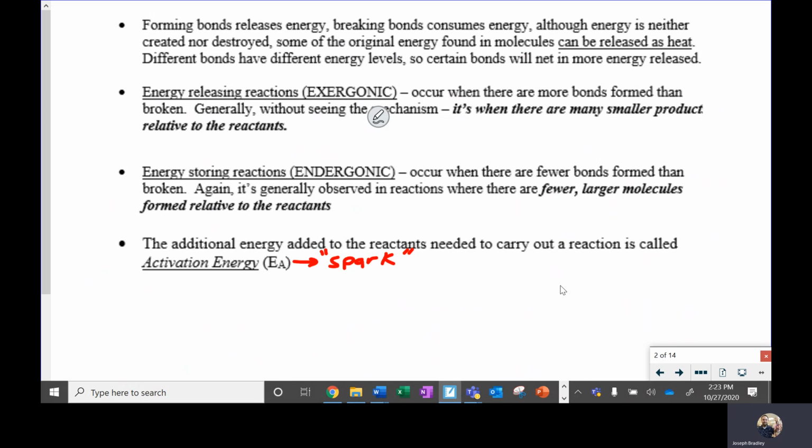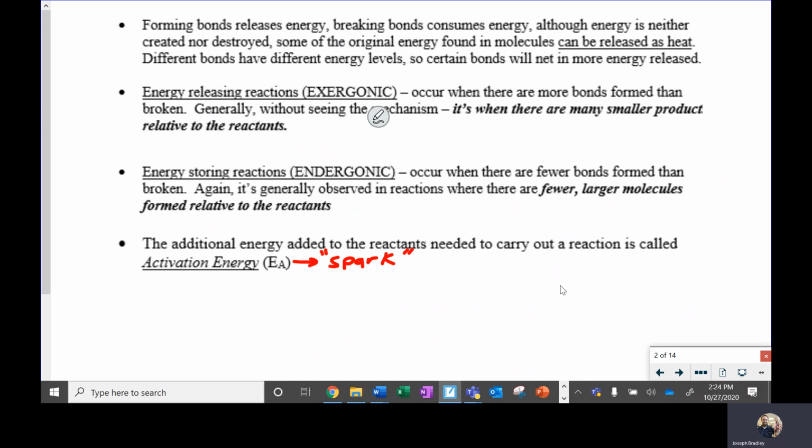There are 2 types of reactions. One is energy releasing, also referred to as exergonic, and the other is energy storing, which is endergonic. We mentioned this before, but basically an exergonic reaction is where smaller products are made relative to the reactants. Endergonic reactions are where you have larger molecules formed relative to the reactants.